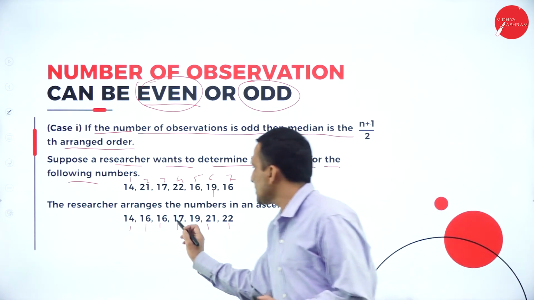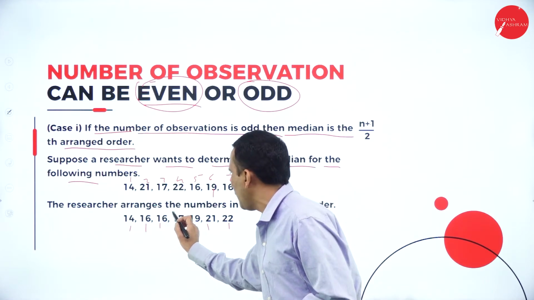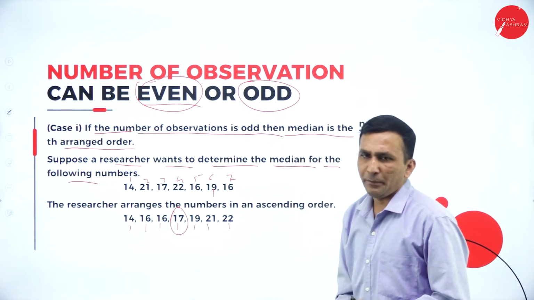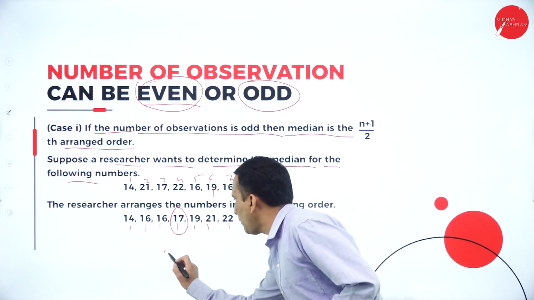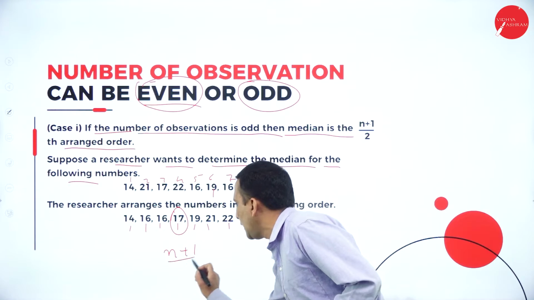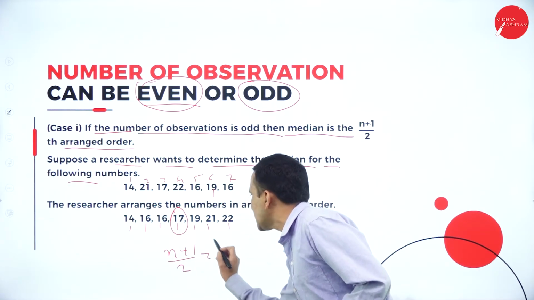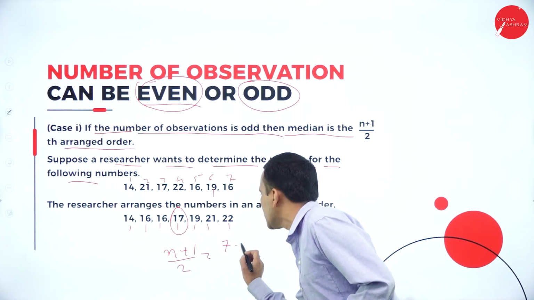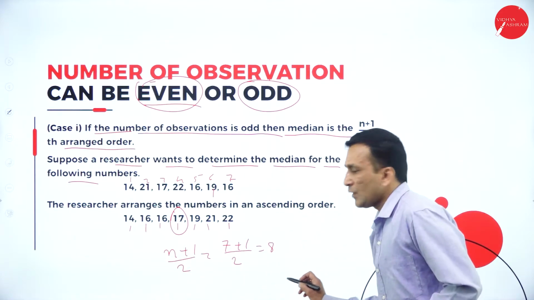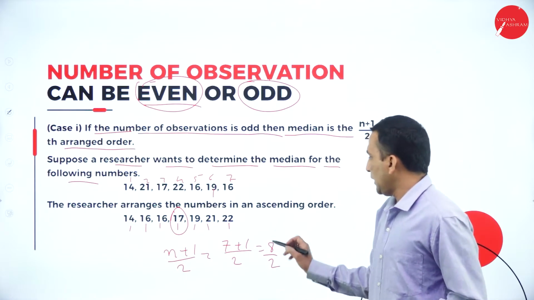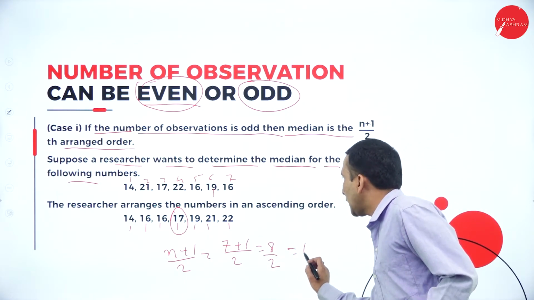Now in this case we cannot. So now we can say the middlemost number is 17. If you try to apply the formula (n plus 1) divided by 2, how many numbers are given? 7. 7 plus 1 divided by 2, now 8 divided by 2, you are getting 4.